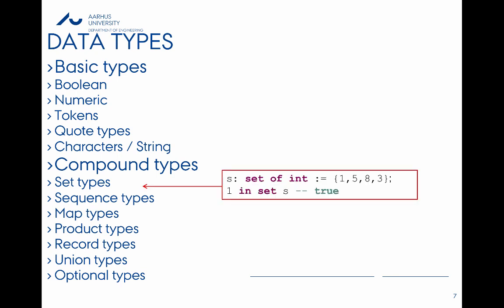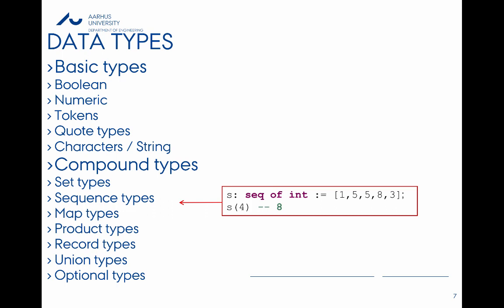From a compound type perspective, we have a notion of sets. I will come back to sets in a minute, but here you see an example of a set called S. It's assigned to the set of 1, 3, 5, and 8. And then there is a membership question whether 1 belongs to the set S, and that's true. If we look at sequences where there is an ordering, then we have a sequence here with 5 different elements. And if we look up the fourth of them, because we start numbering from 1, we get 8 coming out.